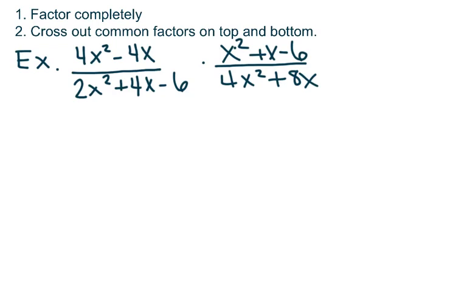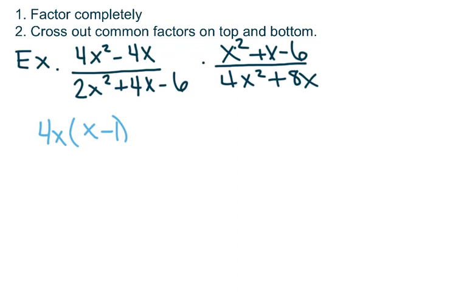Okay, so let's do a little bit harder example. We're going to factor completely, then we're going to cross out common factors on top and bottom. So I'm going to do the same thing. I'm going to do 4 different colors so you can see the different ways we're going to do these. So I'm going to do that first numerator. That one I'm going to factor out by taking a GCF out. If you'll notice that both of those you can take out a 4x. And then when you do that, you're left with x minus 1.